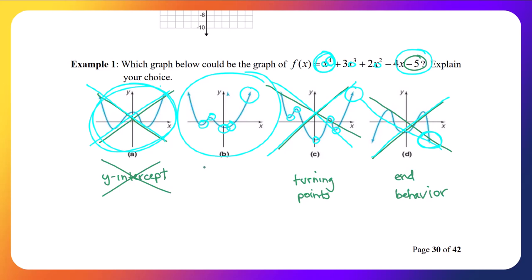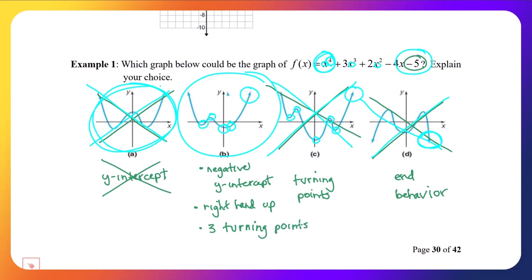So let's summarize that. Negative y-intercept, right hand up, and 3 turning points since it's 4th degree. Those are the keys to help us choose which one is which.